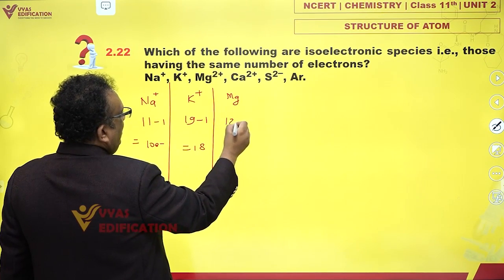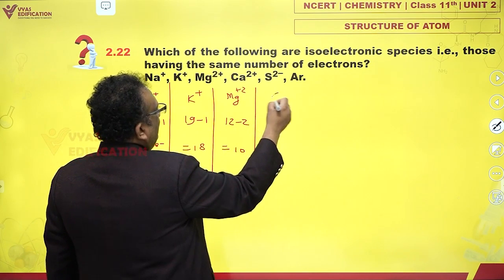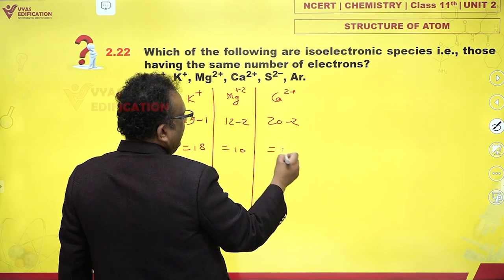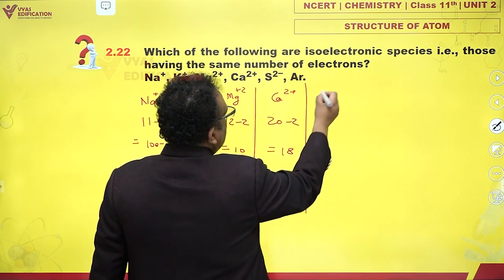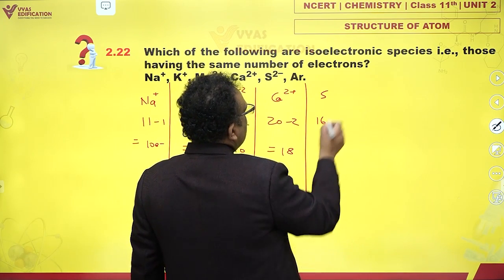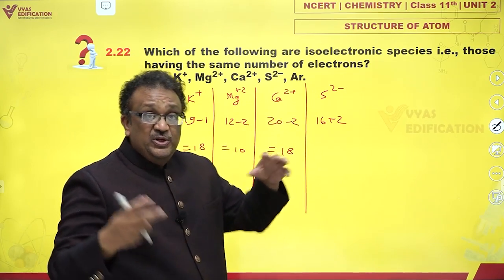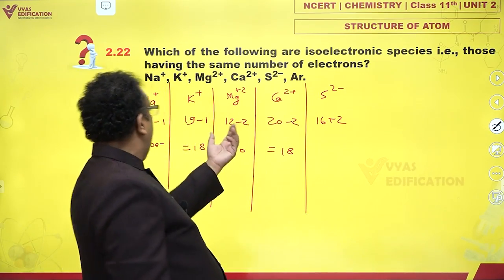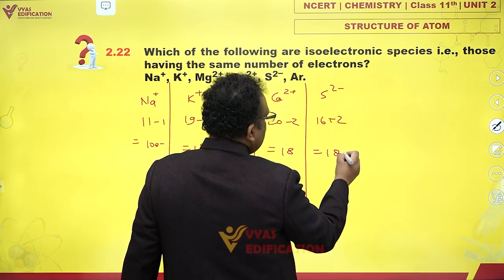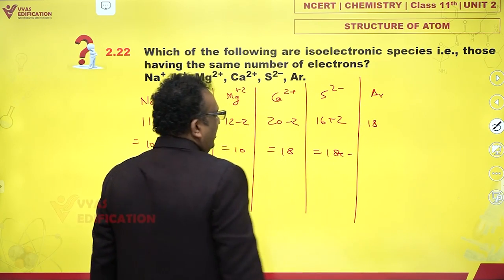Magnesium has 12, Mg2 plus has minus 2, which is 10. Calcium has 20, minus 2, which is 18. Sulfur has 16 electrons, and minus 2 means you have 2 more electrons. Minus charge means you have added electrons. Plus charge means you have subtracted electrons. Please remember that. So I have 18 electrons. And argon itself by default walks around with 18 electrons.